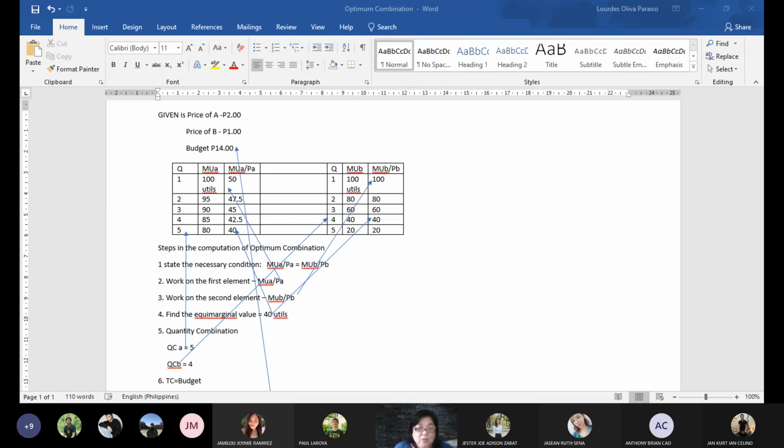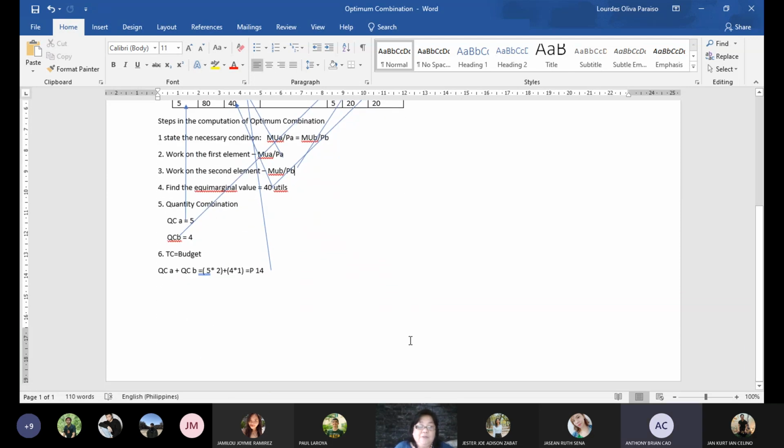Let me share with you the concept behind this one. Okay, we're not yet through with this one. If you have this one, it is represented by a curve.